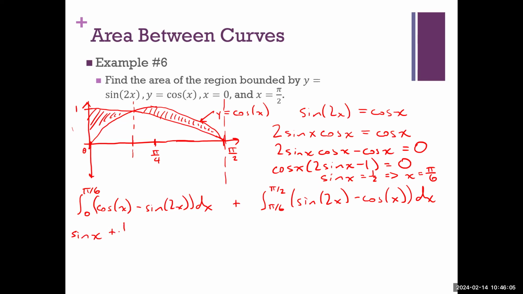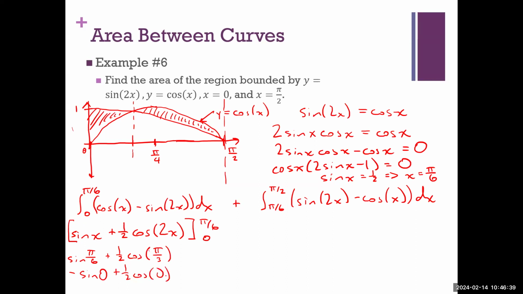I think it should actually be plus, I think. So sine of pi over 6 plus 1/2 cosine pi over 3 minus sine of 0 plus 1/2 cosine of 0. What does that all come out to be?